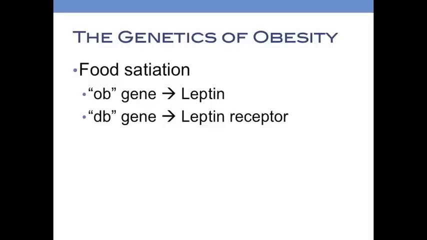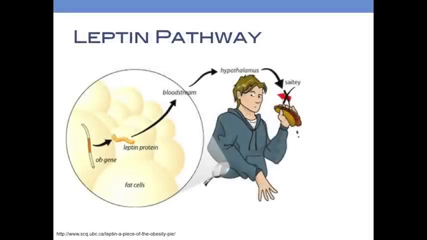The food satiation, or I'm full pathway, in the brain involves leptin, a hormone coded for by the OB gene, and its receptor, coded for by the DB gene. Leptin is secreted by our adipose cells, or fat cells. Here's how the leptin pathway works.